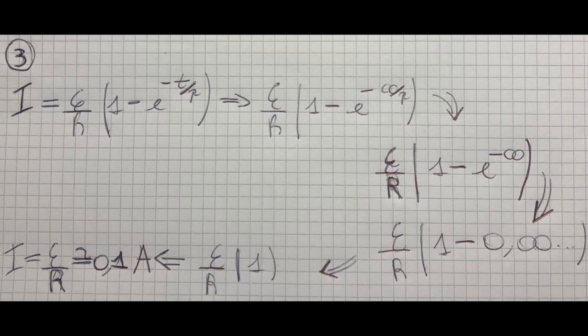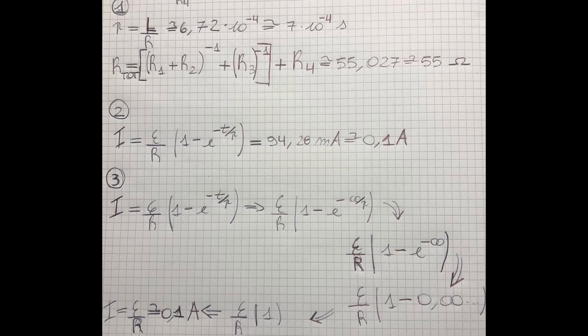1 minus 0 is 1, so the fraction remains the same, and the value is about 100 milliamperes, which we can simplify as 0.1 ampere. Also, the last third point is done. So all the points of the exercise are solved.